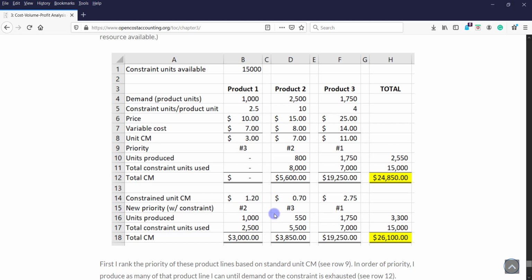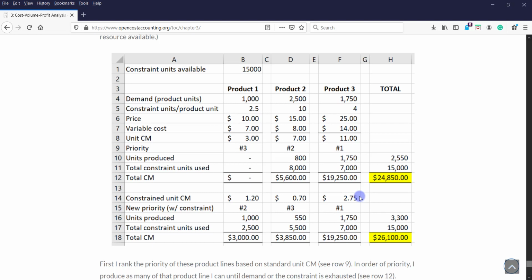Product 2, we take $7 of unit CM divided by 10 constraint units per product. That gives us 70 cents. That's the contribution margin that comes per unit of the constraint when we're using that constraint on product 2. Product 3 stays the best. It's got $11 of contribution margin per unit and only 4 machine hours, like we were saying, of constraint units used. And so it ends up at $2.75. That's how many contribution margin dollars we get per unit of constraint used to produce product 3.